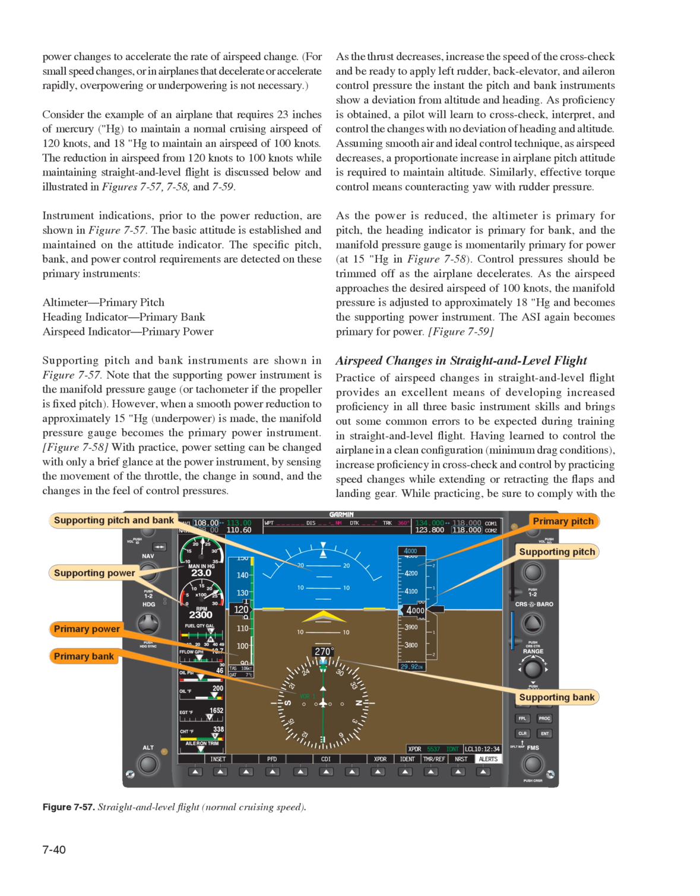As the power is reduced, the altimeter is primary for pitch, the heading indicator is primary for bank, and the manifold pressure gauge is momentarily primary for power, at 15 Hg, figure 7-58. Control pressure should be trimmed off as the airplane decelerates. As the airspeed approaches the desired airspeed of 100 knots, the manifold pressure is adjusted to approximately 18 Hg and becomes the supporting power instrument. The airspeed indicator again becomes primary for power. Figure 7-59. Airspeed changes in straight and level flight.